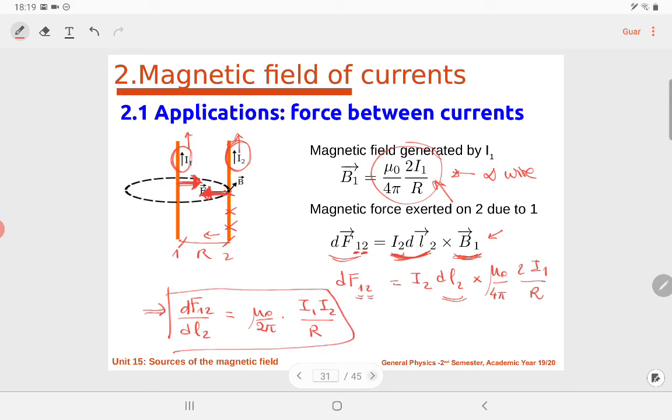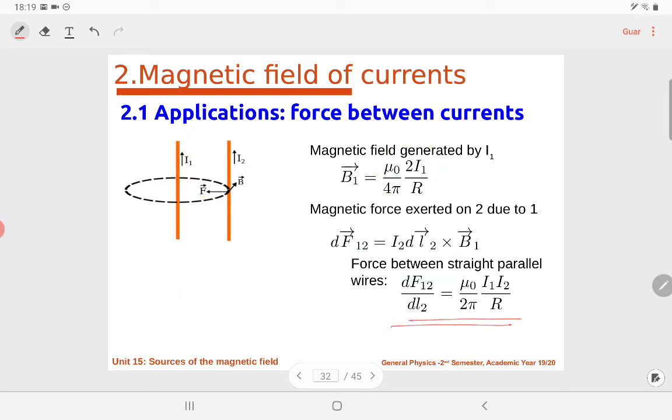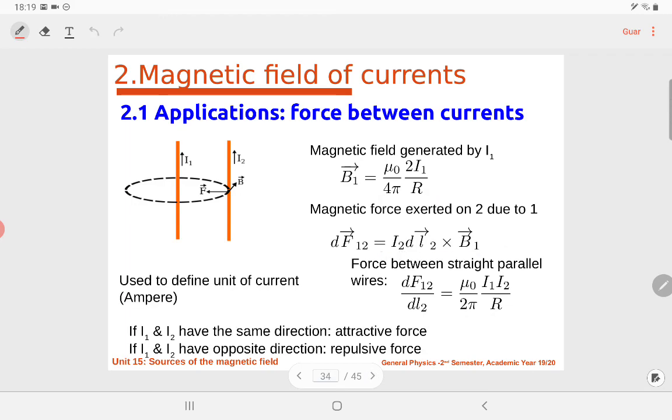So you have it a bit more clean here, and you can either remember it or try to deduce it from this one that I would like you to remember, and from this that we also learned in Unit 12. And just to remind you, if they have the same direction, the forces are attractive, and if they have opposite directions, the forces are repulsive. And I also wanted to tell you that this is used to define the unit of current, which is the ampere.